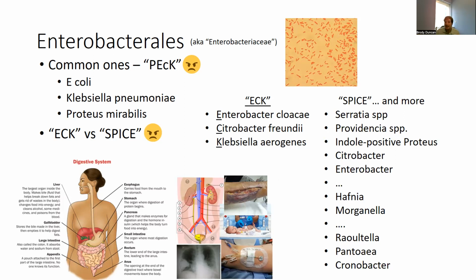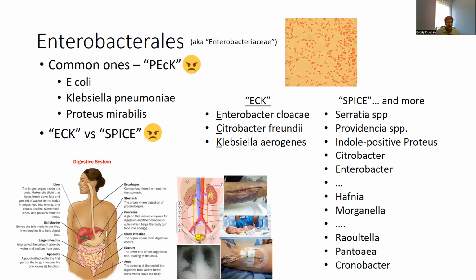SPICE, I've always kind of hated it as a mnemonic because it's really an oversimplification if we're just trying to talk about Enterobacterales in general, because there's also relatively common things like Hafnia and Morganella, and then there's really obscure ones called Raoultella, Pantoea, Cronobacter.